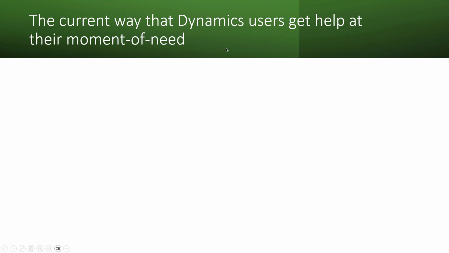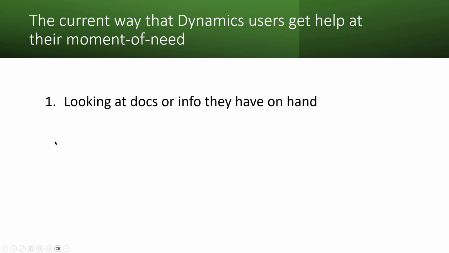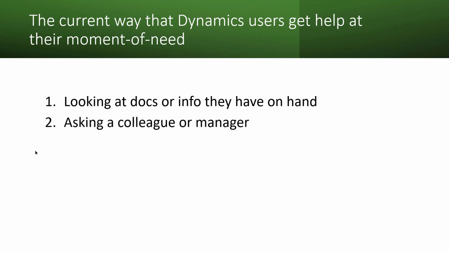The current way that Dynamics users get help at their moment of need. First, if they're stuck, they have a question. They're looking around for documentation, information on hand, maybe on their desk, maybe somewhere nearby, online that they can get help. And that's usually just a few minutes that they look. Then usually asking a colleague or manager through Microsoft Teams or just walking to their desk if they're in person. Hey, Sarah, can you help me with this? Or searching on the web.